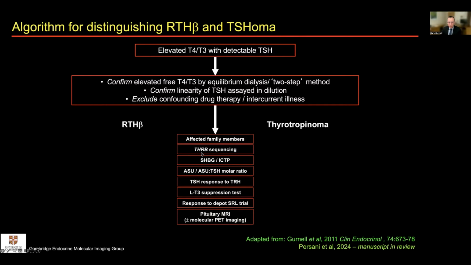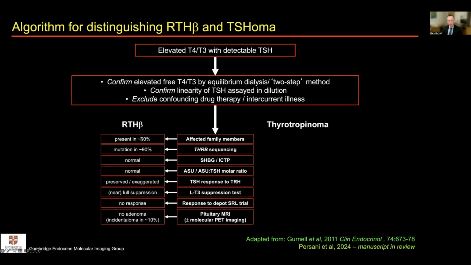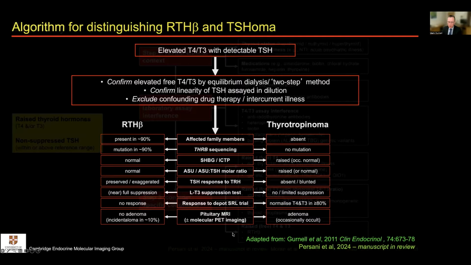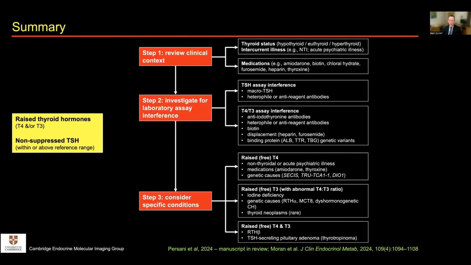Obviously, if there are affected family members, or of course we get a positive gene screen when we're looking at RTH beta, but it may be that we need to combine a number of tests, both biochemical markers, dynamic testing, such as the TSH response to TRH, or indeed the T3 suppression test, or, as I've just shown you, hopefully combinations of treatment, for example, with first-generation somatostatin receptor ligands, and, if needed, molecular imaging to complement standard anatomical imaging to help separate these. So really, to summarize, important that we review the clinical context.